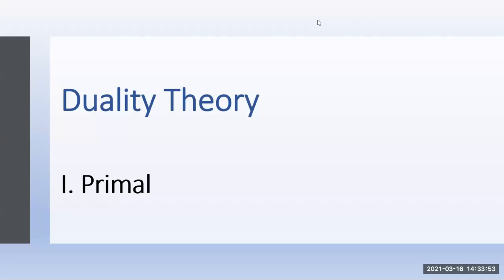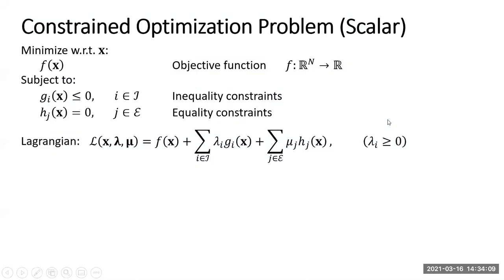Okay, so today we will look at duality theory. I'll begin with the primal function. Let's go ahead and see what it is. Okay, so this is a constrained optimization problem.